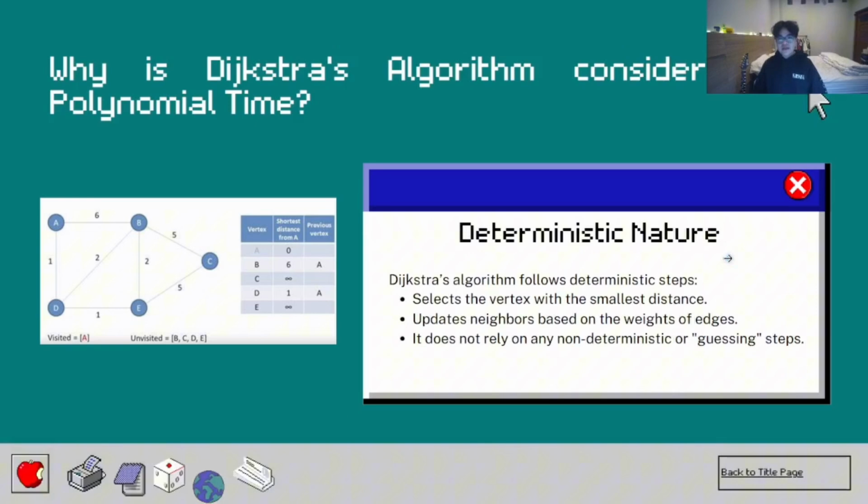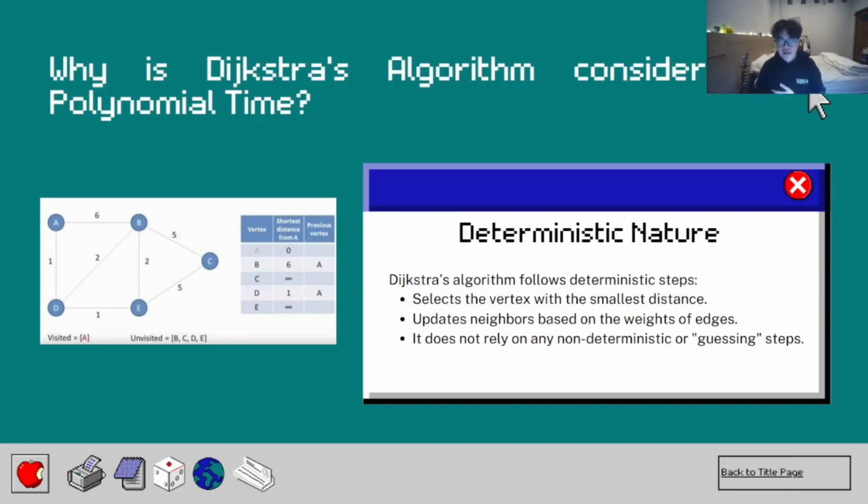Again, the second key point to finding out whether something is polynomial is ensuring that it has a deterministic nature, and Dijkstra's algorithm is exactly this. It is deterministic. It first selects the vertex with the smallest distance, updates neighbors based on the weights of edges, and does not rely on any non-deterministic or guessing steps. Again, just like sorting numbers through merge sort or quicksort, Dijkstra's algorithm has instructions from one step to another.